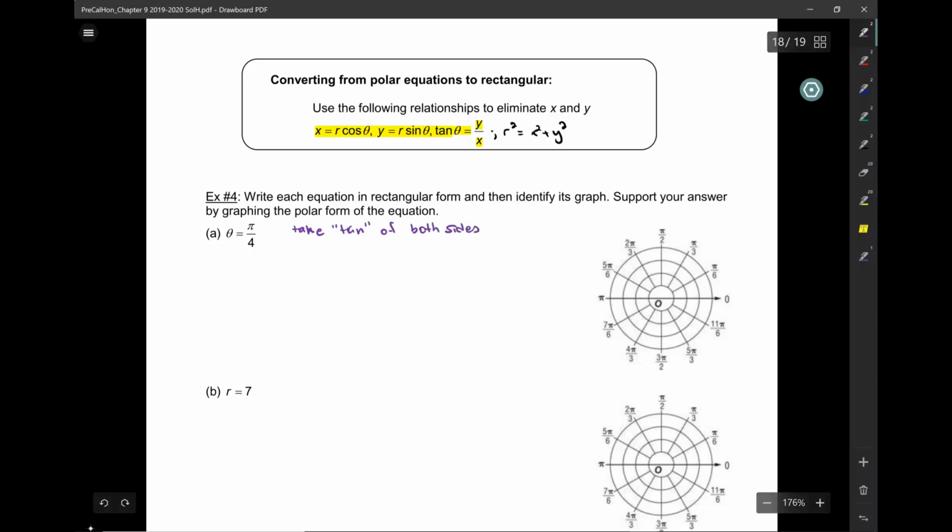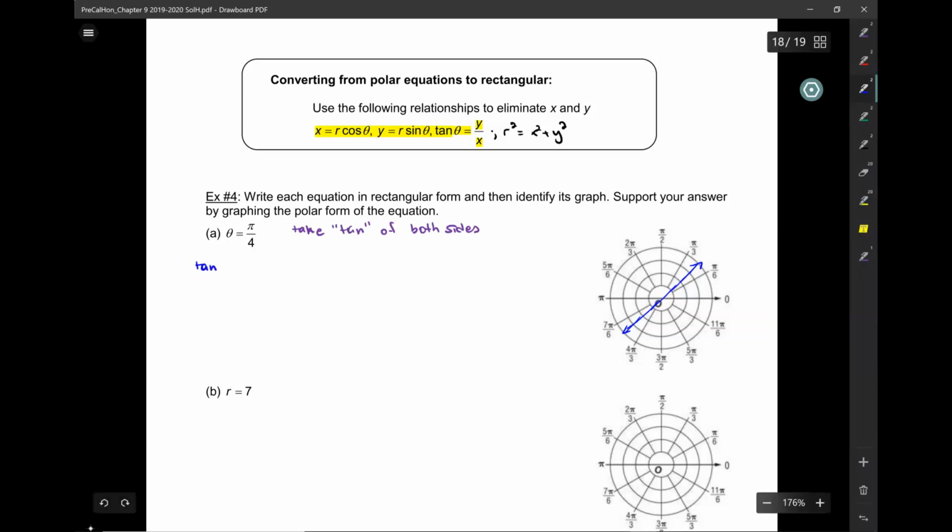And hey, before we even do anything, here I have theta is equal to pi over 4. What should the graph of that look like? Theta equals pi over 4. Well, from what I remember from section 1, that should look something like this, right? That's a linear equation, y equals mx plus b. So I would imagine that's what my equation is going to look like. All right, so let's take the tangent of both sides.